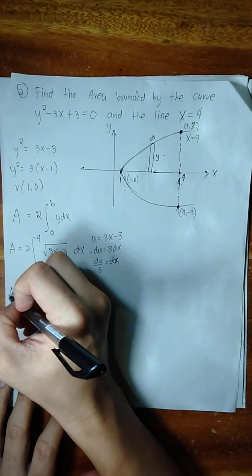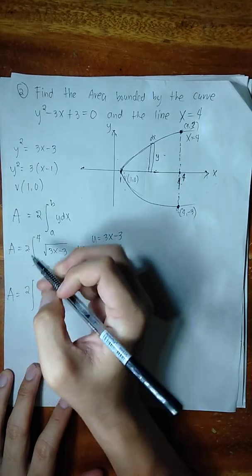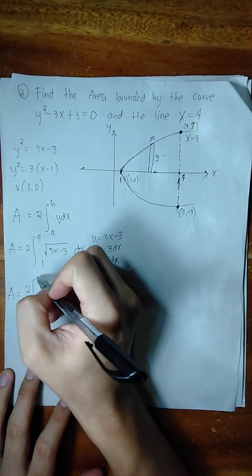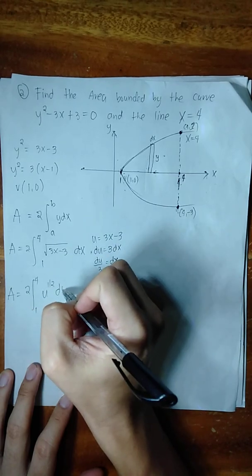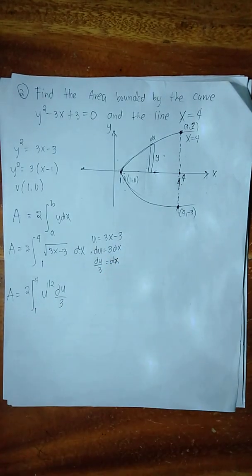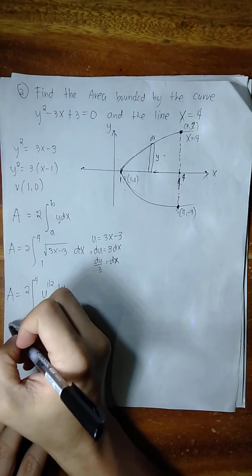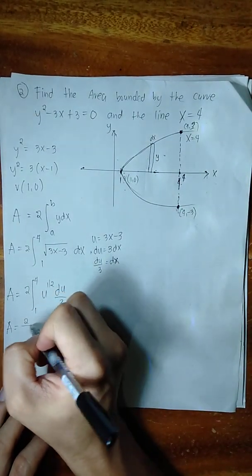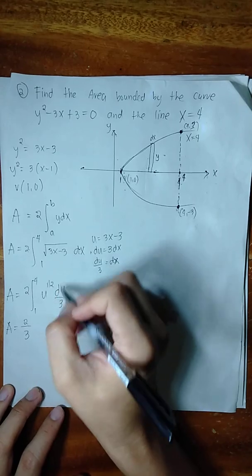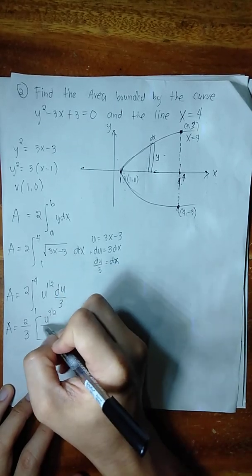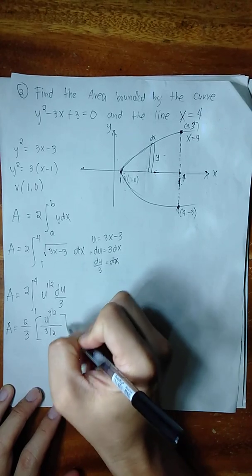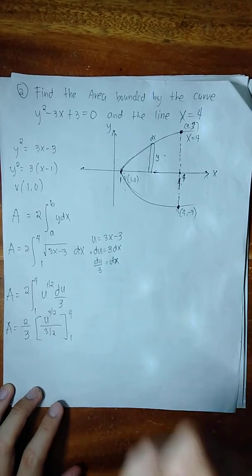So, area is equals to integral from 1 to 4. So, of course, u raised to 1 half, di ba? Du over 3. So, pwede mo ilabas yung constant. So, that's area. So, 2/3. So, integral nito. So, of course, u to the 3 halves, di ba? So, power formula, 3 halves. Integrated from 1 to 4.